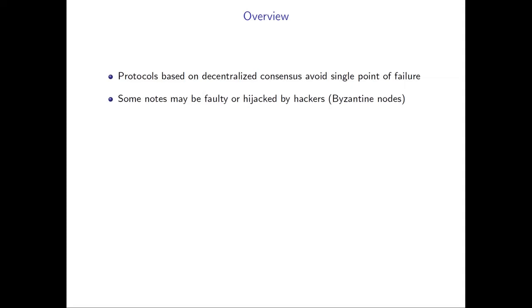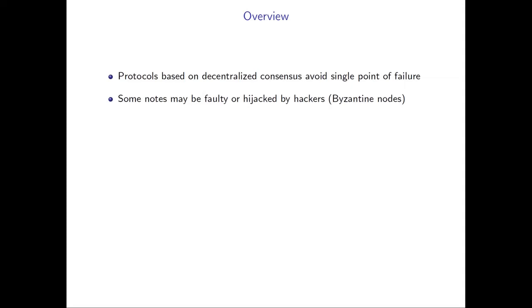But the concern is that some of the nodes on the decentralized network can be faulty or be hijacked by hackers. This is what we call the Byzantine nodes. There is this famous Byzantine general problem. Basically, if you consider there are, let's say, 7 generals, they need to either coordinate to attack the enemy or retreat. And if half of the generals attack and the rest retreat, then this will be the most disastrous outcome. So they need to arrive at a consensus.